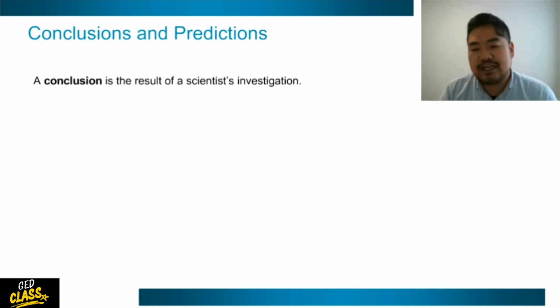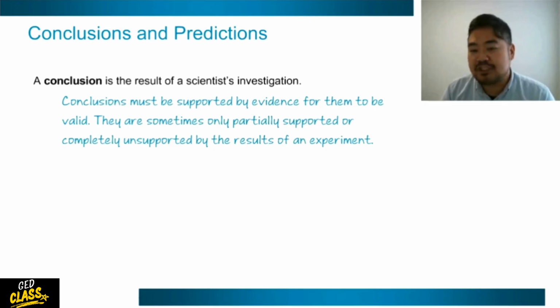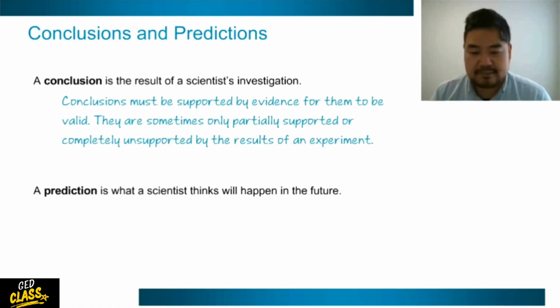And then conclusion is the result of the scientist's investigation. Like, what did they learn from this investigation? Conclusions must be supported by evidence to be valid. They are sometimes only partially supported or completely unsupported by the results of an experiment. So if the evidence doesn't support the conclusion, it's not the evidence that's bad, it's the conclusion that's bad.